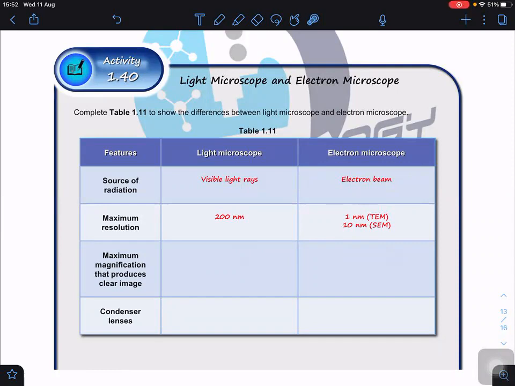If we increase the resolution to 0.5 nanometer or 0.1 nanometer, it's useless, because you won't actually see more detailed things. Second, you're going to incur more cost because you need to generate higher power. So the maximum magnification that produces a clear image is about 1,500 times for light microscope, but electron microscope roughly about 500,000 times. Condenser lenses: as I said, for light microscope we use glass lenses. Electromagnets, we use for the electron microscope.